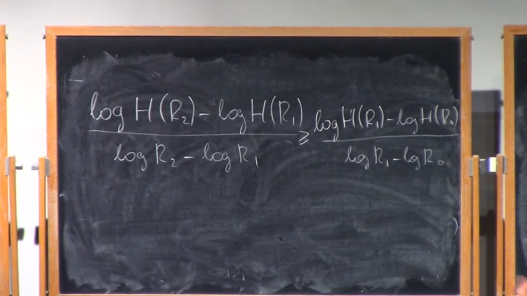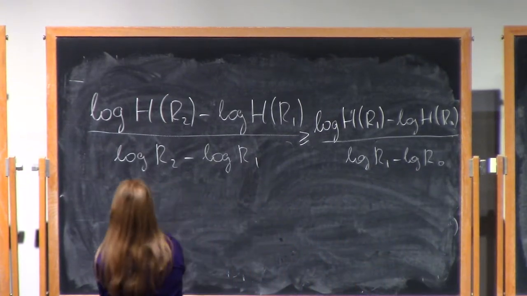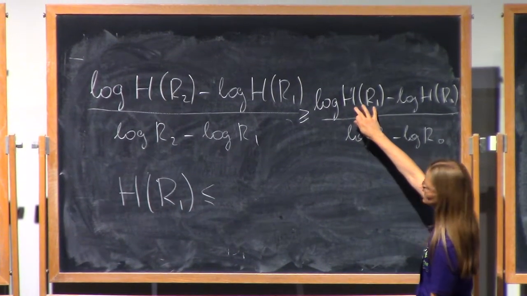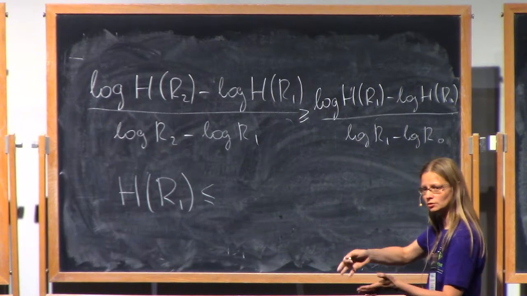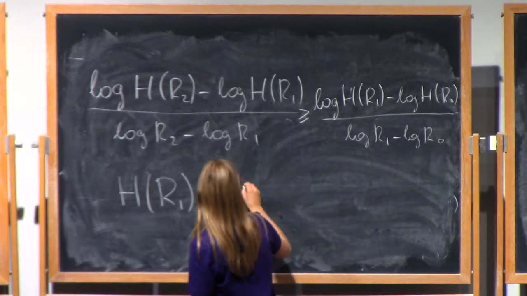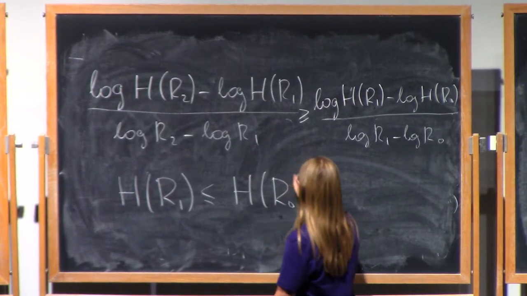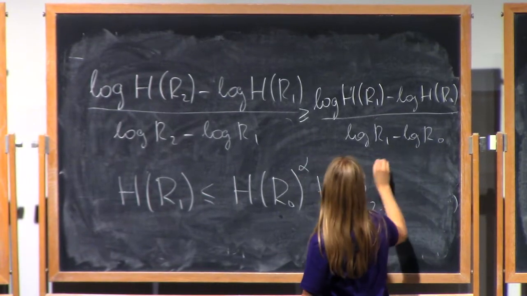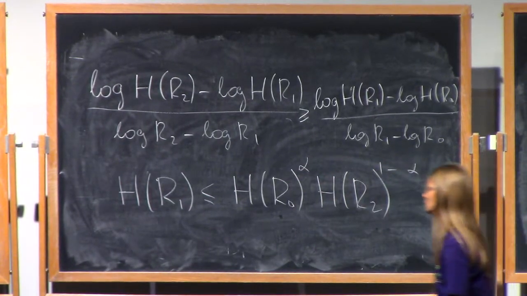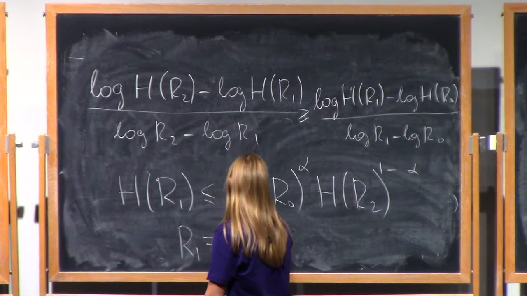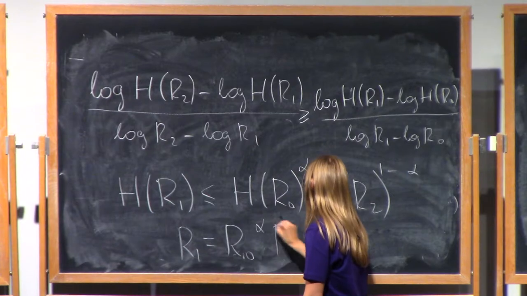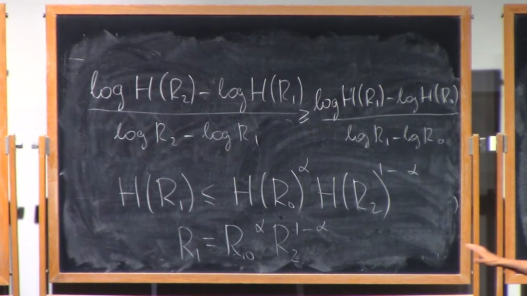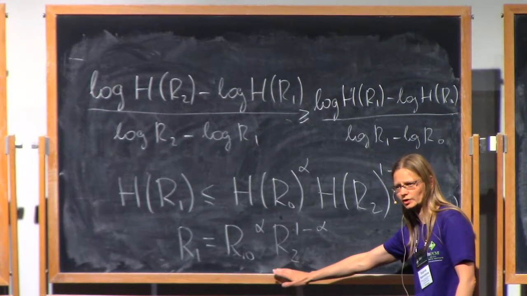If you write down exponents of both sides, you will easily see that this inequality means exactly the following one. I can bound h on the middle sphere by h on the smaller one times h of the larger one with the right exponents. And the exponents are exactly the ones that you need to go from R0 and R2 to R1. So you have a very beautiful, precise inequality for all harmonic functions.